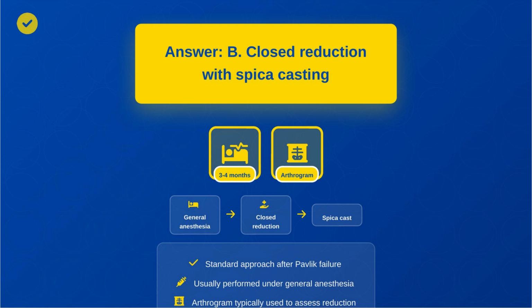Closed reduction with spica casting. This is the standard approach after Pavlik harness failure. It is usually performed under general anesthesia with arthrogram guidance to assess the quality of reduction. The spica cast is typically maintained for 3 to 4 months with periodic cast changes. Open reduction is generally reserved for cases where closed reduction fails or for older children.